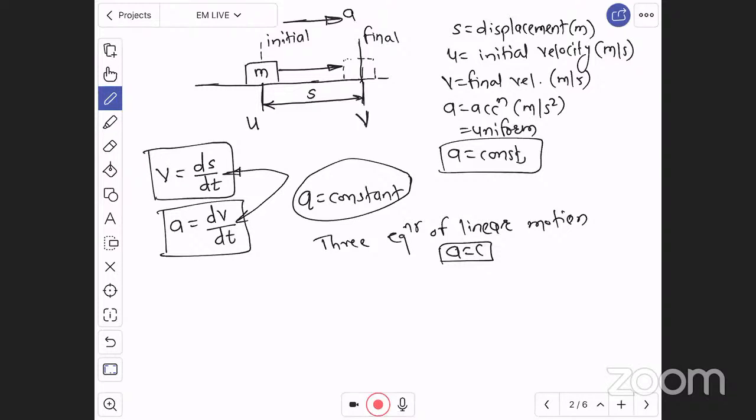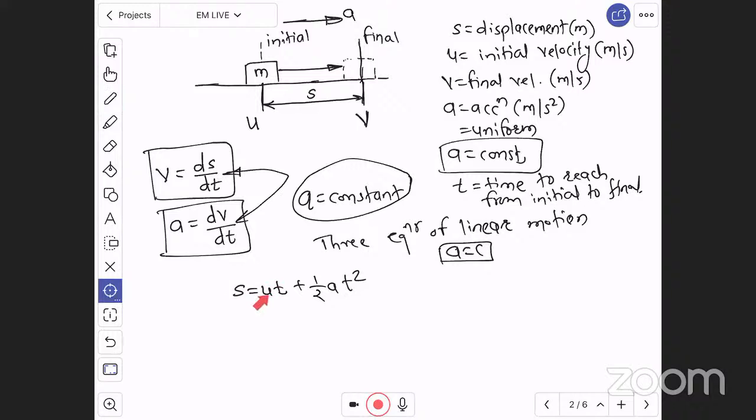The equations are: number one, displacement s is equal to ut plus 1 half at square, where t is the time required to reach from initial to final. Here s is the displacement, u is the initial velocity, t is the time required, and a is the linear acceleration, which is constant.